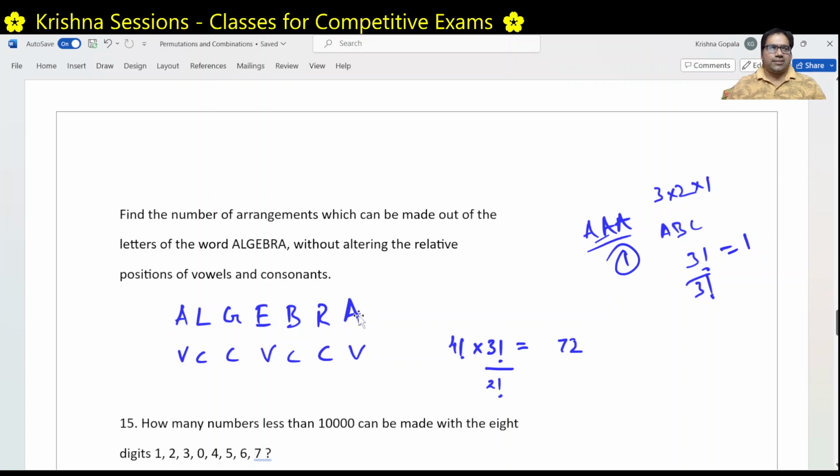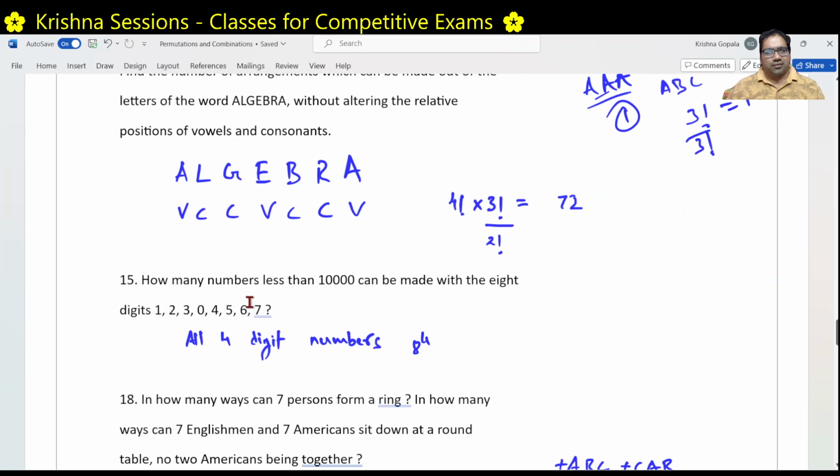So here two A's are getting repeated. So 3 factorial, and we have 3 vowels A, E, A. If instead of A it was U, then 3 factorial would have been the answer. But in this case, because A is getting repeated, 3 factorial by 2 factorial. And all consonants we can order in 4 factorial ways. So 4 factorial into 3 factorial by 2 factorial, which is 72. Both orders we can do independently.